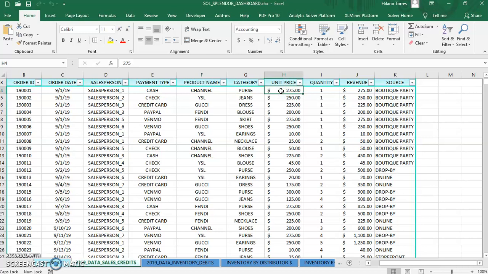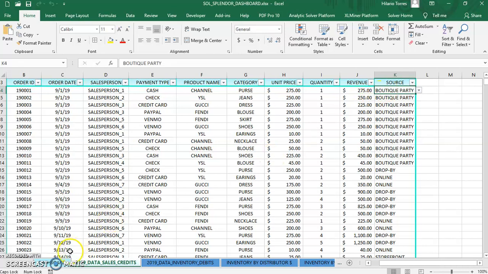Like this particular order here, somebody bought order number 190001 on the 1st of September. Your salesperson number one sold a Chanel purse, which that person paid in cash, and it was $275. And they bought one, which created $275 of revenue, and they bought it via a boutique party. So that's just all the data that's in there for the first portion.